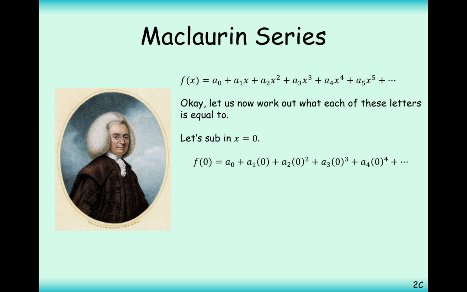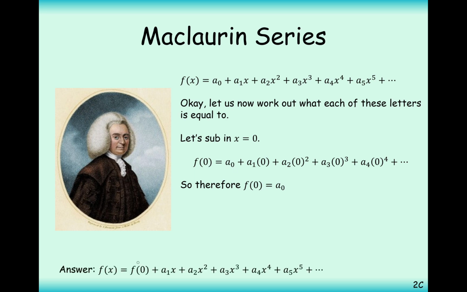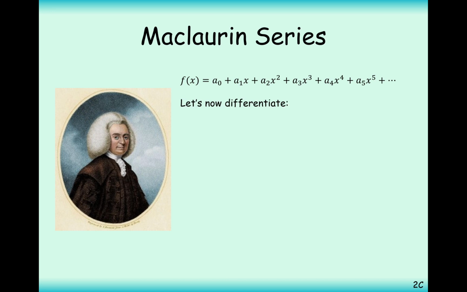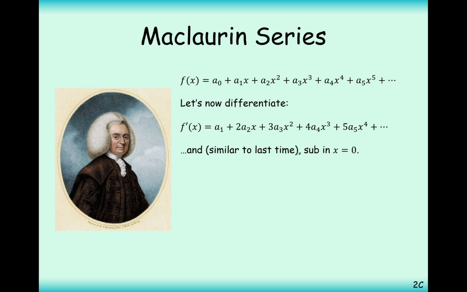So when we substitute in 0 this time, whatever the function evaluated at 0 is will be equivalent to a0. So at the moment we've got our function is equal to f of 0 plus the rest of the series. Let's work out what the rest of the series is now equal to. We do this by differentiating. So we differentiate once. Similar to the last time, we substitute in 0. So it's going to be f dash of 0.